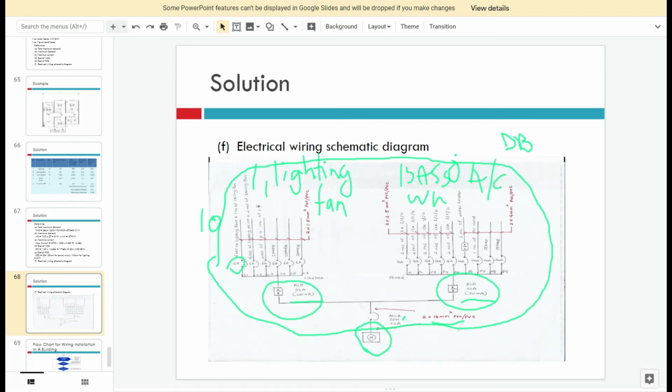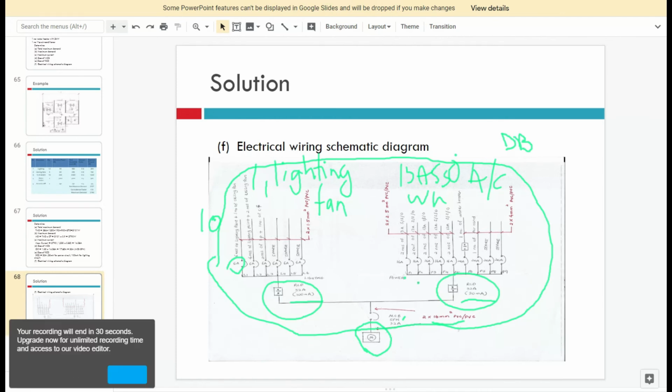Okay, so for this one, for the power side, we have to consider a maximum of 3 numbers of 13 amp socket outlets for one MCB. For example, here I choose 2, 2, 2, 2, and then here is also 2. It depends on you. For example, if you want to use 3, 3, 2, 2, it depends on your design, but you have to consider economically viable.